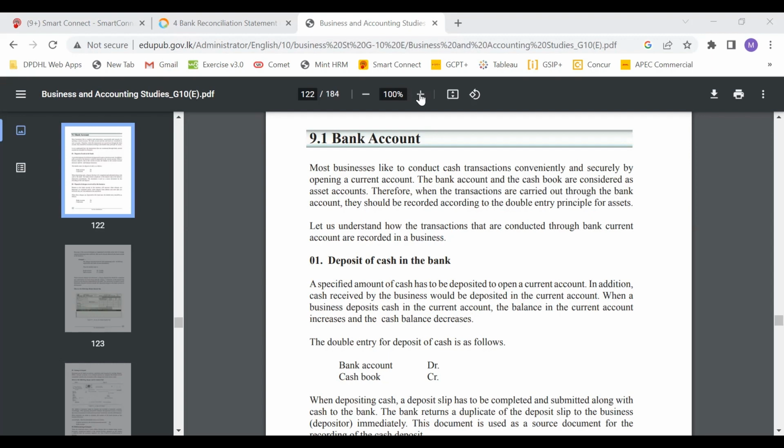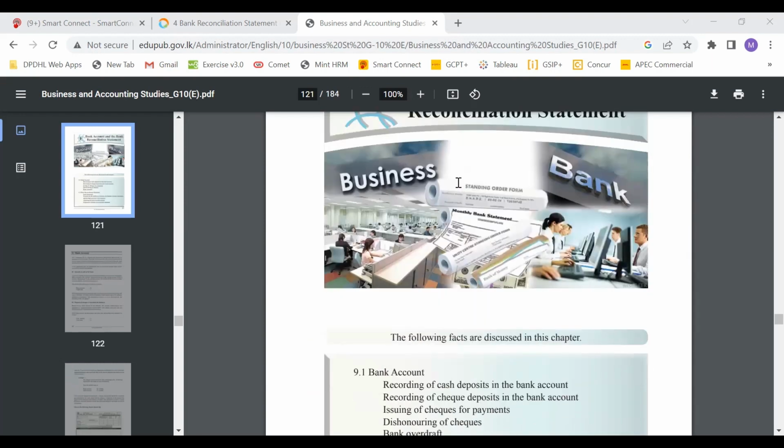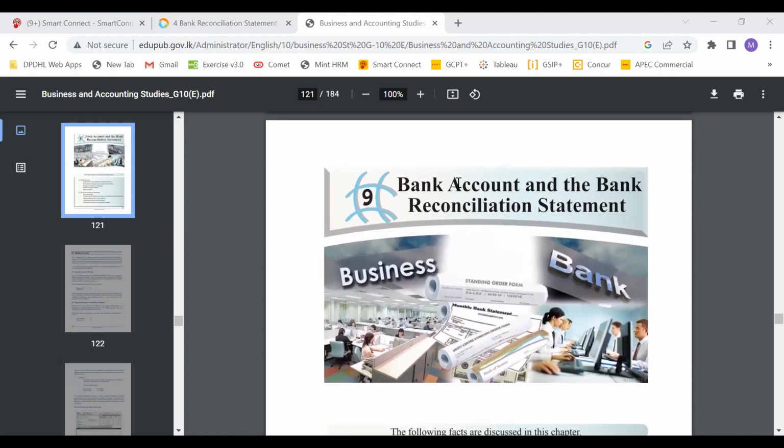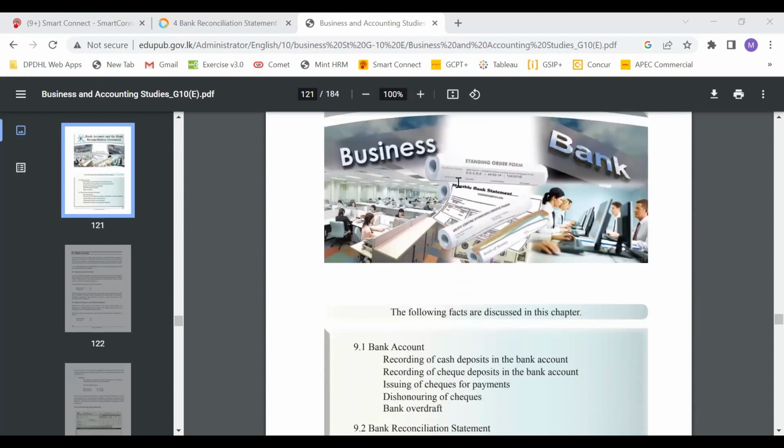Sri Jawaharlal. I am Muzman Nisar, and the topic today we are going to cover is the bank reconciliation statement. Bank account and the bank reconciliation statement. What does this mean? We all know bank account is similar to the cash account. We all know the cash book functions as a ledger account as well as a primary book. In the same way, the bank account also functions as a primary book as well as a ledger account.